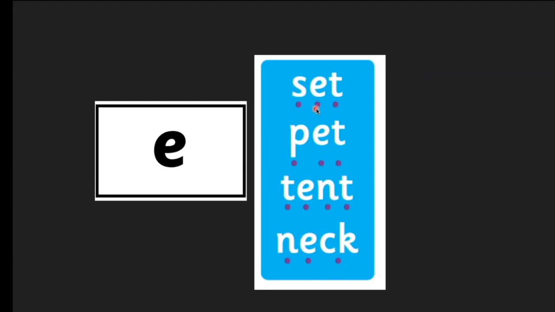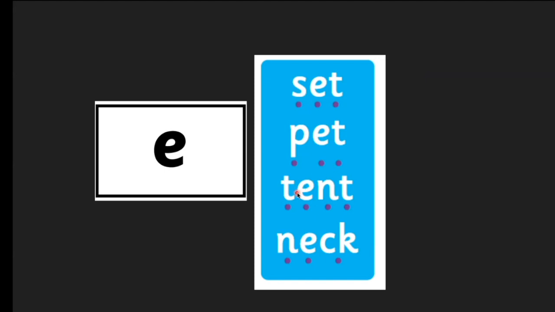Again, set. Let's say it again. Set, set. Now you can hear the word. What is it? The word is set. You're right. Now let's move on to the next one. Count the sounds first before reading it. 1, 2, 3. Again, this word has 3 sounds. Let's say the first one. P, e, t, pet, pet, pet, pet. What's the word? Pet. Okay, there you go.